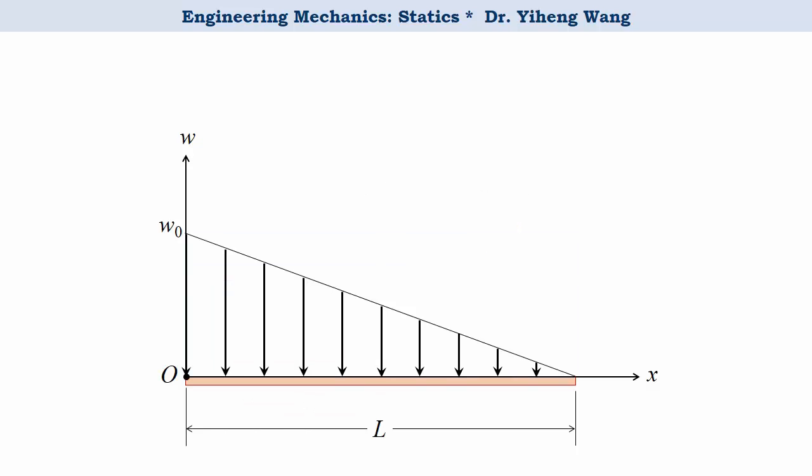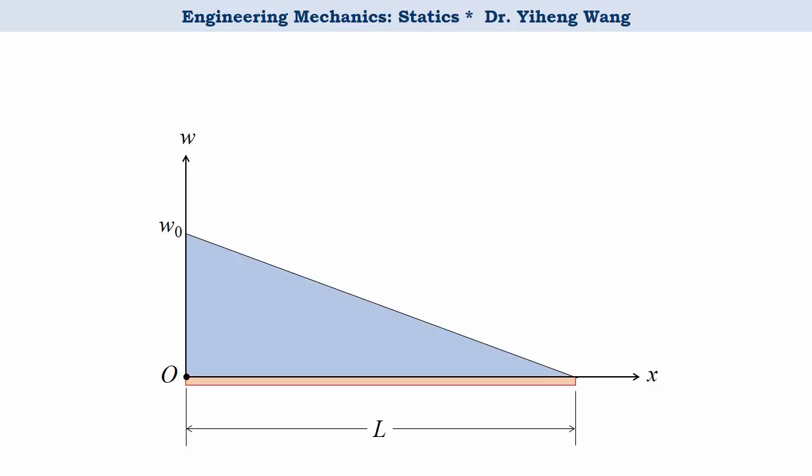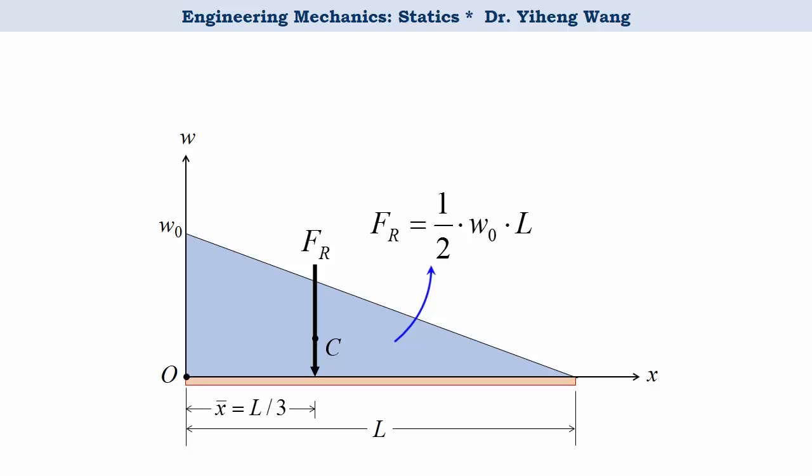Another situation is when the load intensity function w(x) follows a linear distribution, varying from, say, w0 to 0 across the length of the board. The resultant force equals the area of the triangle, half of w0 times L, and it locates at point C, the centroid, that is 1/3 distance from the base of the triangle, with x bar being 1/3 of L.